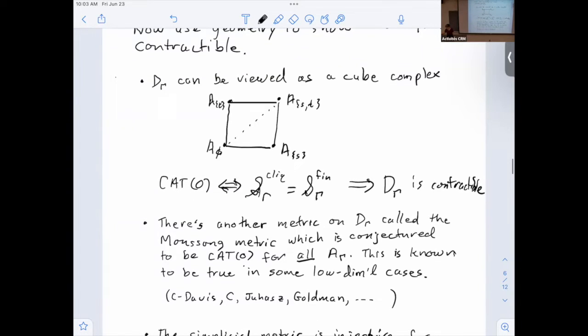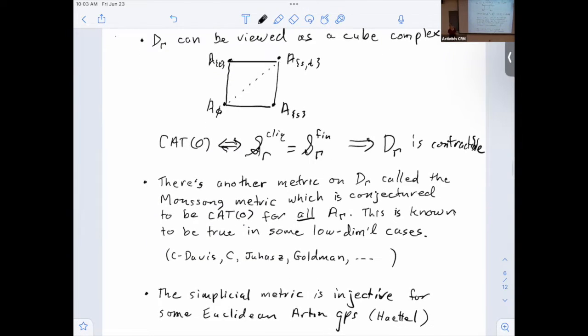It turns out there's another metric you can put on D gamma, a piecewise Euclidean metric, which is conjectured to always, for any gamma, be CAT(0). For those of you who've worked with Coxeter groups, let me just mention that there's a metric due to Moussong, a student of Mike Davis, on what's called the Davis complex, which is known to always be CAT(0). And this is kind of a pullback of that metric. We use the same structure on individual cells. We just have a lot more cells. But for the Coxeter group, there's a nice proof that it's always CAT(0).